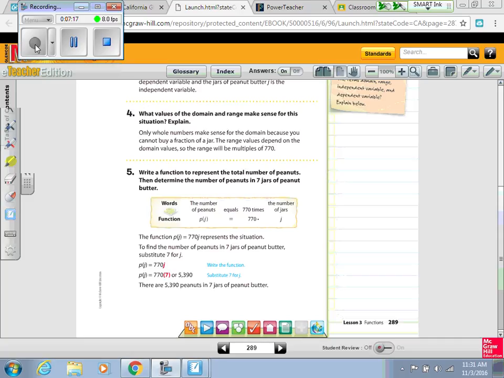Now here they're asking, how many peanuts would be in 7 jars of peanut butter? So we're going to take our dependent variable, P of J, is equal to 770 peanuts per jar. So when we put 7 in there, we get 5,390 peanuts.